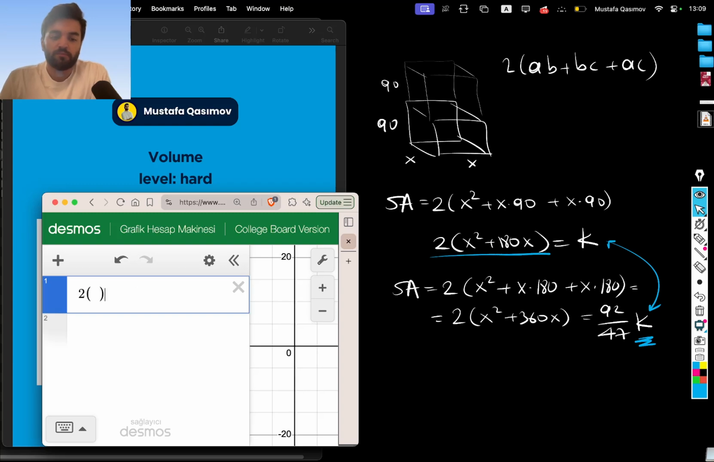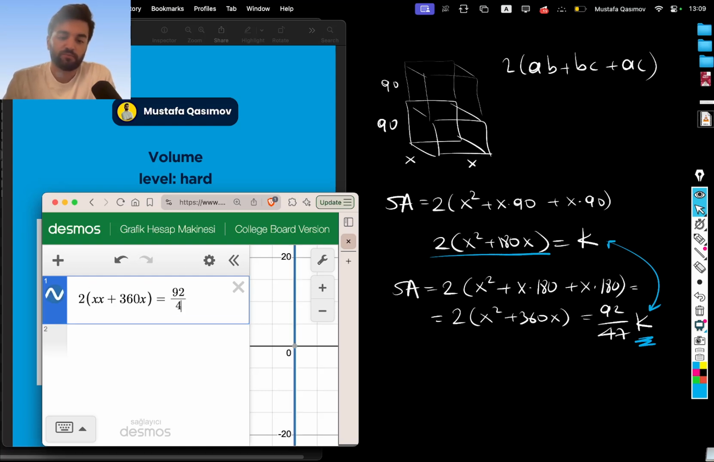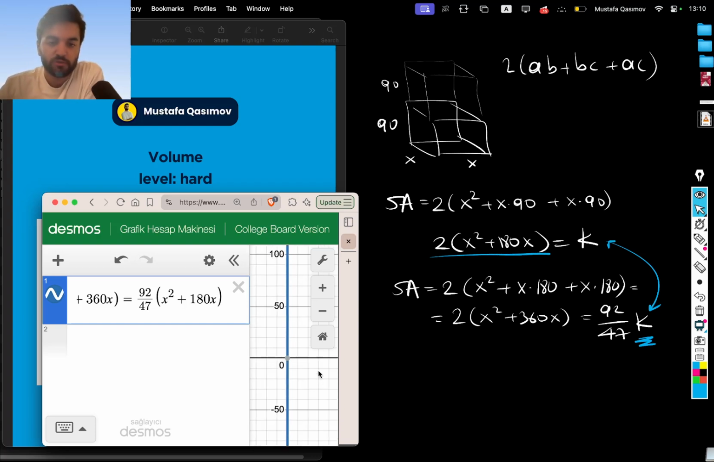Two multiplied by x squared plus 360x is equal to 92 over 47. X squared plus 180x. So here we have two answers. One of them is 0, one of them is 8.